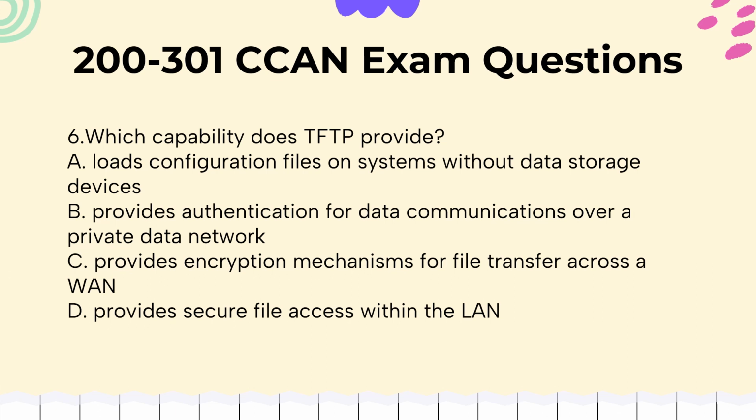Explanation. A. TFTP is commonly used to transfer files between network devices, particularly for tasks such as loading firmware or configuration files onto devices like routers, switches, and IP phones that may not have large storage capacities. It is called trivial because it lacks features like authentication and encryption, making it lightweight and suitable for simple file transfer tasks.